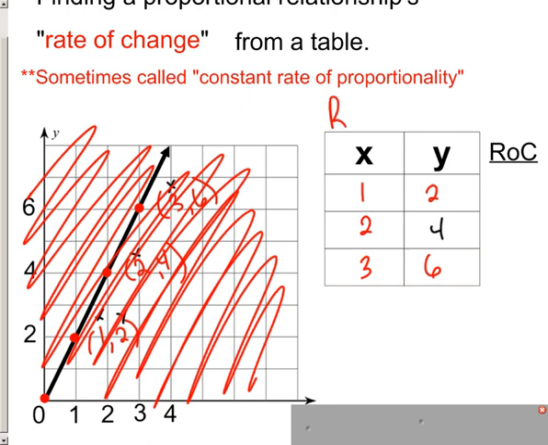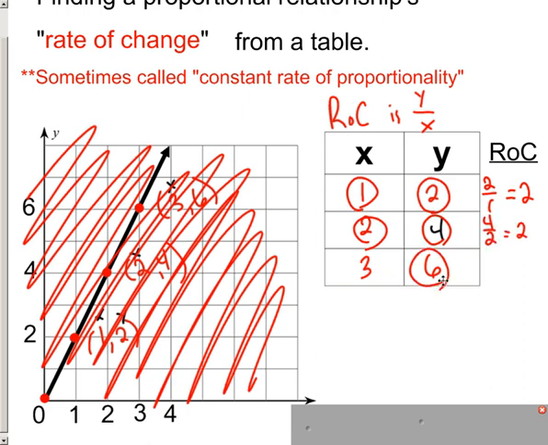Well, you know that the rate of change is y divided by x. So take this y, 2, and divide it by the x, 1. What's my rate of change? 2. Y divided by x, 4 divided by 2, 2. And 6 divided by 3, well, still going to be 2. So it doesn't matter which point that you use on this table. If they say, hey, just what is the rate of change, choose one of these points, take the y divided by the x. Here's your answer.